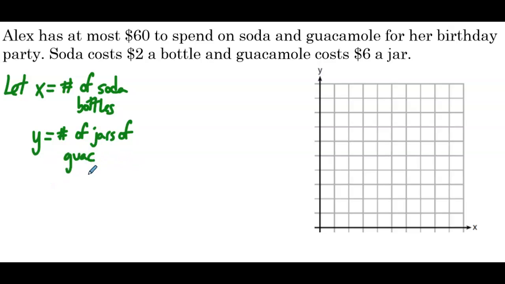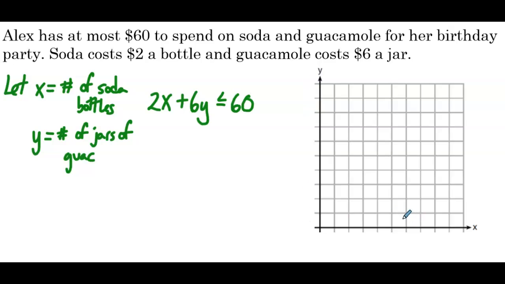Now we need to set up our inequality. So how much is she going to spend? Well, she's going to spend $2 on every bottle of soda, so that's going to be 2x. She's going to spend $6 on every jar of guacamole, so that's going to be 6y. And she needs that total to be less than or equal to 60, because that's the amount of money that she can spend. So we have our inequality.